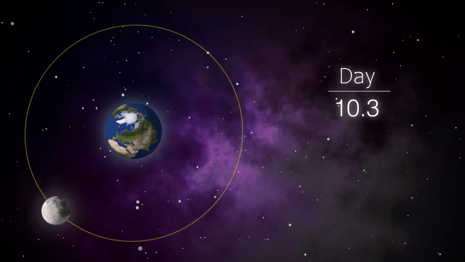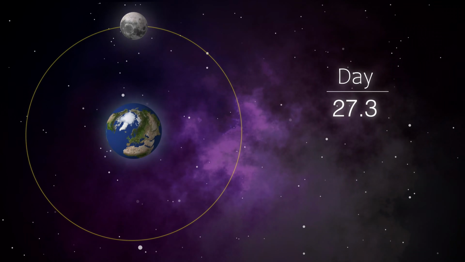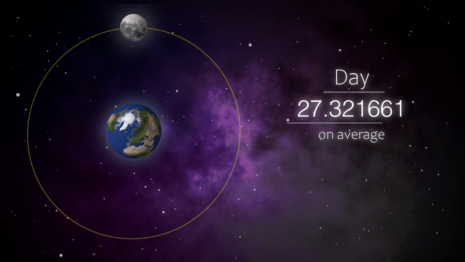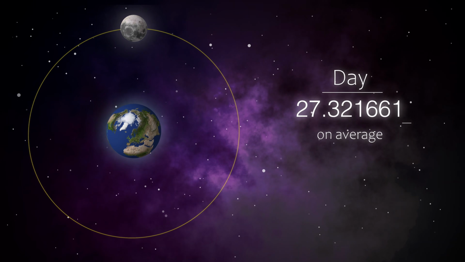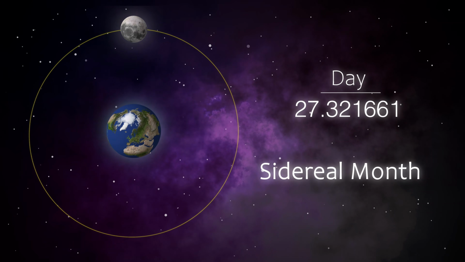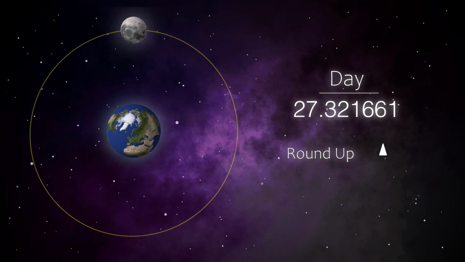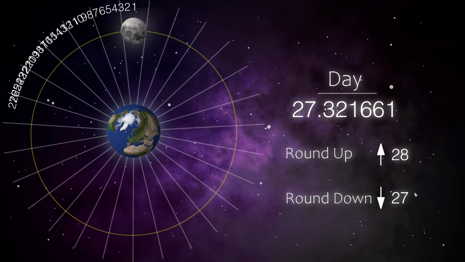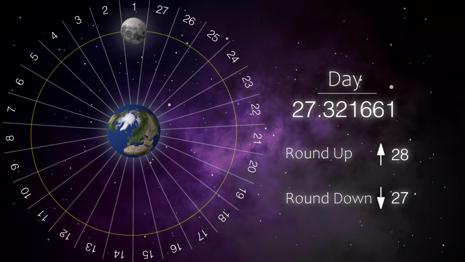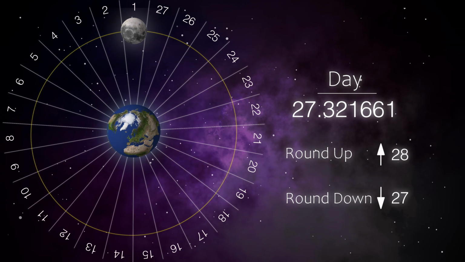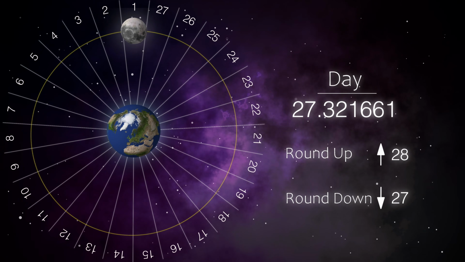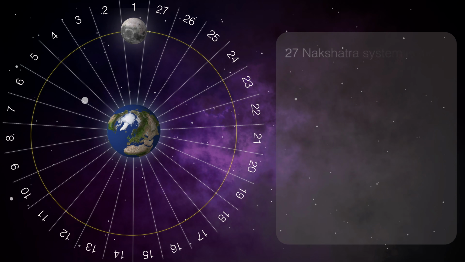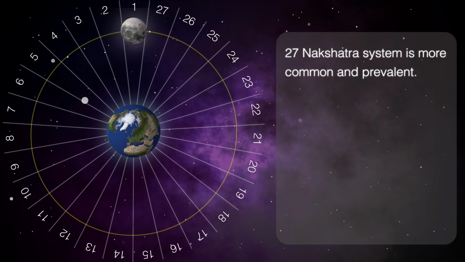Now, the moon revolves around the earth and takes roughly 27 days, or 27.321661 to be exact, on average to go through one complete revolution around the earth. It is called the sidereal month. Now we can round this up to 28 or round this down to 27. Based on this, we divide the sky into 27 or sometimes into 28 nakshatras. Generally, the most widely accepted way is to do 27 divisions. The 27 nakshatra system is more common and prevalent.